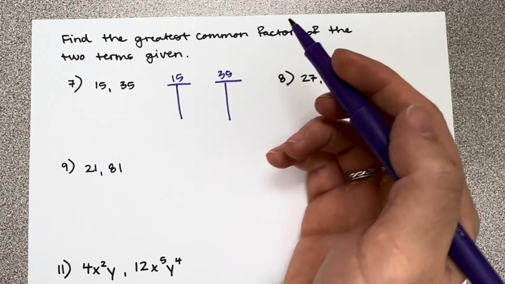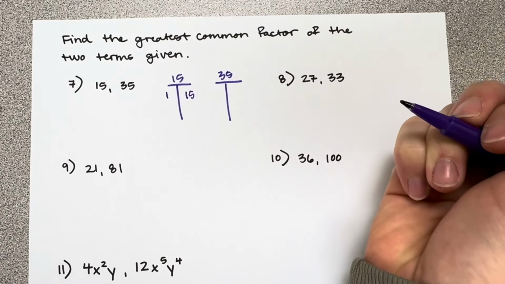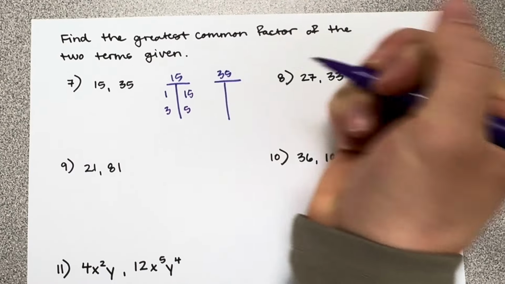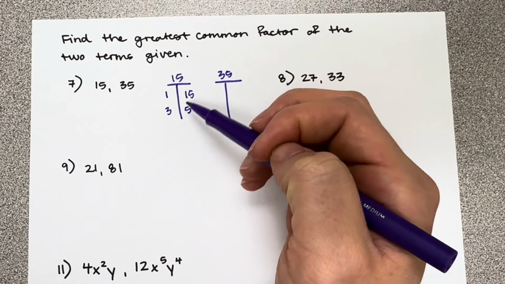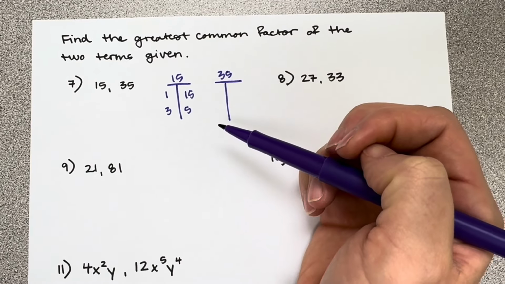So for 15, I know that 1 times 15 gives me 15. Okay, I also know that 3 times 5 gives me 15. Okay, well 4 doesn't go into 15, 5 does, and we already have it on our list, so we're done with 15. Those are all of our factors of 15.